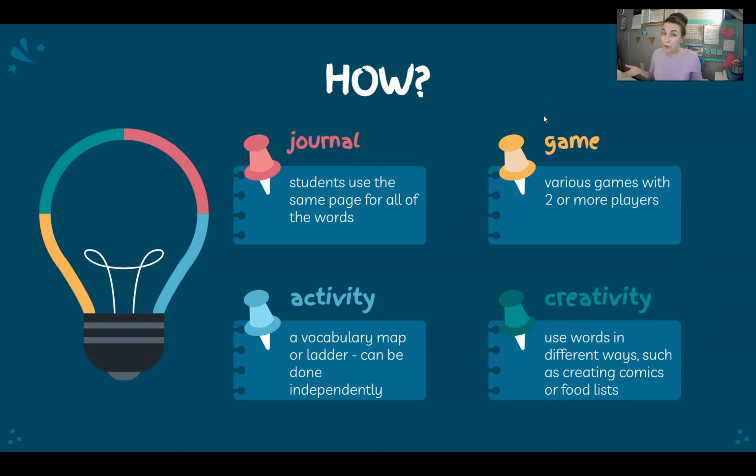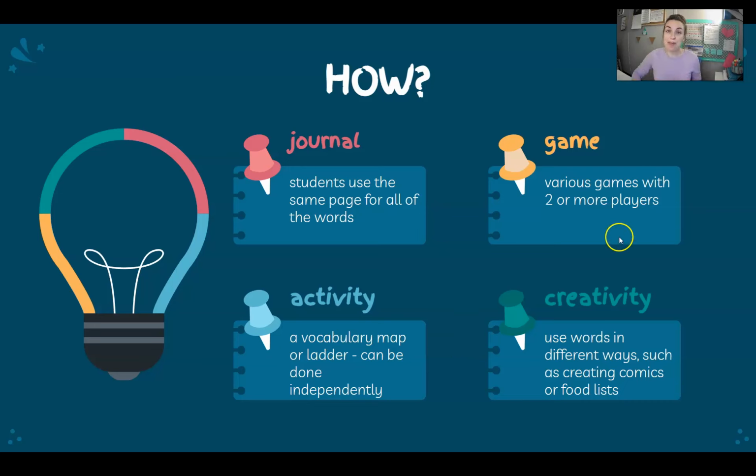So how are we going to recall vocabulary and extend that vocabulary and make it fun for the kids? Here are 4 ideas. Of course, these are not the only ideas. If you have others, then by all means use them in your classroom. First is going to be a journal. The journal is going to have all of the pages the same so that the students understand what to do on each page, but the only thing changing is the information. You could have an activity like a vocabulary map or a ladder. These activities can be done independently. Without a partner, without a teacher, they can sit down and do them.